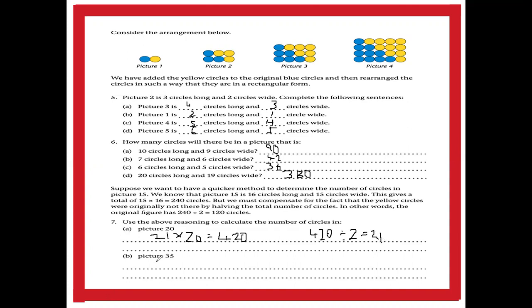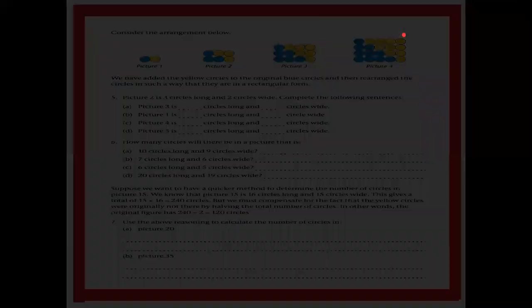Picture 35 is 36 long and 35 wide. 36 times 35 is 1,260. And we need to divide that by 2, 1,260 divided by 2, which is equal to 630. Okay, let's move on.